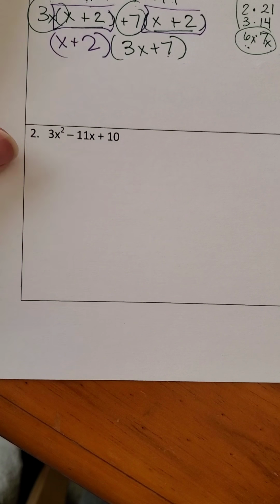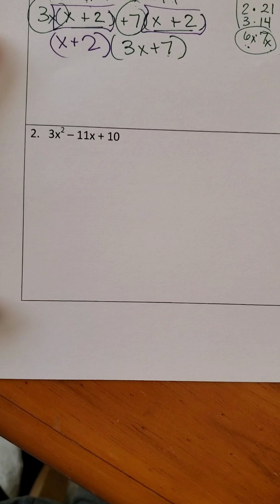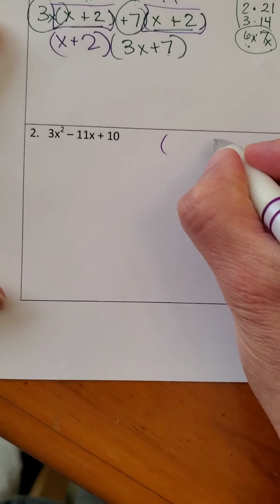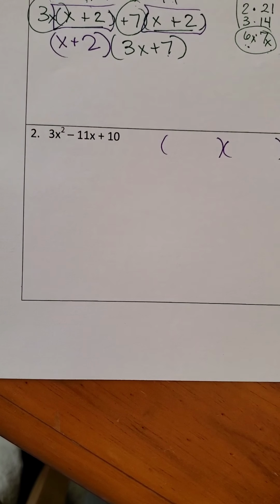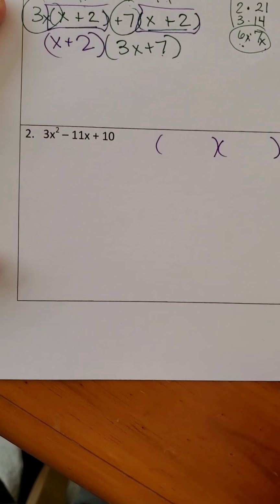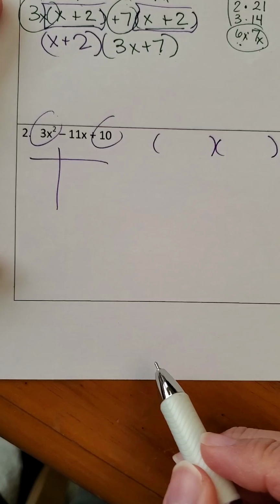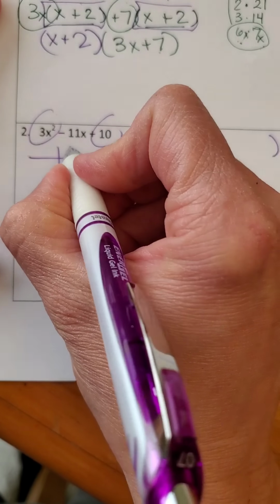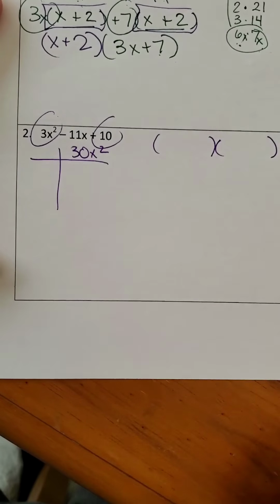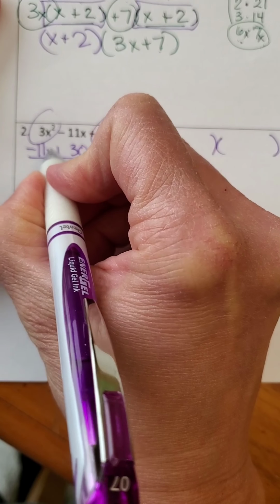Okay, we'll try one more. All right, so we look for a greatest common factor. There is not one. So I know my final answer is just going to be 2 binomials. So I start my t-chart. I do a times c. And so that is 30x squared. And my b is 11x.